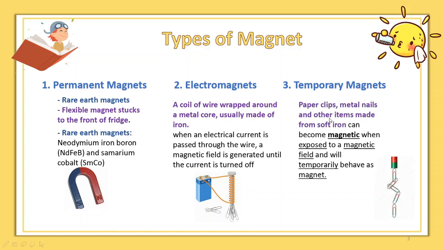Temporary monad is just like a short-lived monad. It carries the magnetism within a short period. For examples, the magnetic materials like paper clips, metal nails, or other items made of soft iron, when exposed to the magnetic fields, will temporarily behave as monads.